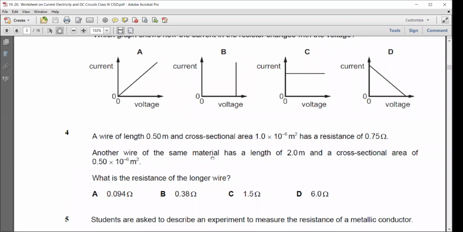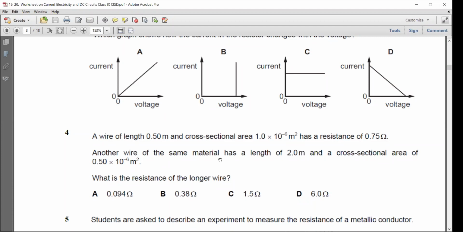You should take this note that if the material is the same, there will be the same resistivity. So for both the wires, we have the same rho. When we do the ratio, both the rhos will be cancelled. Clear?